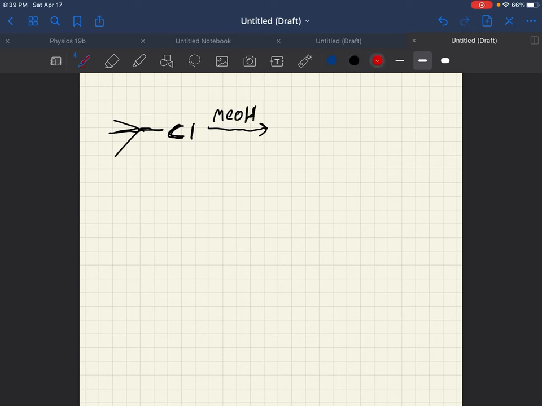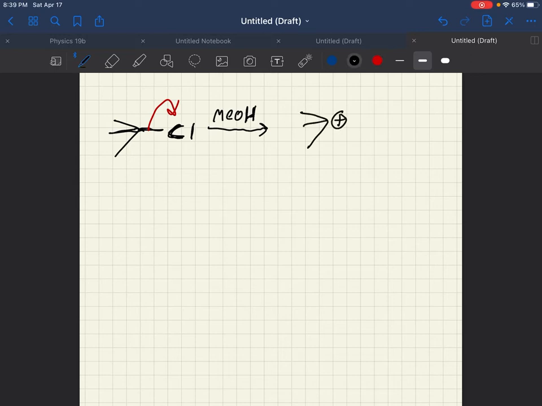We know that it's going to form a carbocation. That's a tertiary carbocation. We know that this is a bad nucleophile because there's no charge on it whatsoever. And we also know that methanol is going to act as a solvent, which is a protic solvent. So what's going to happen here is this is going to leave. It's going to give us this.